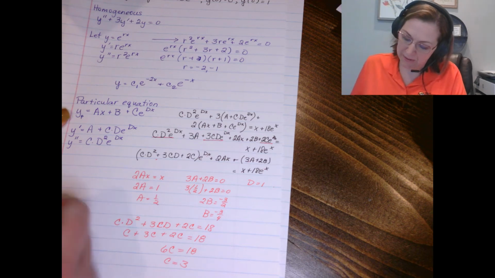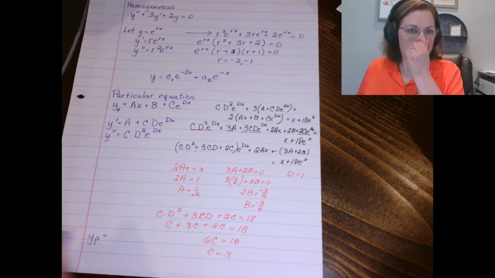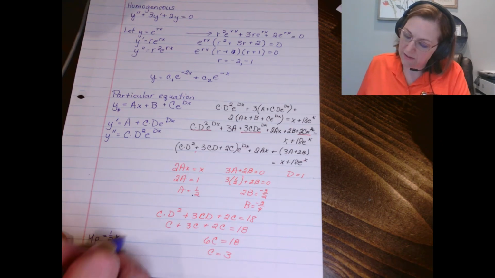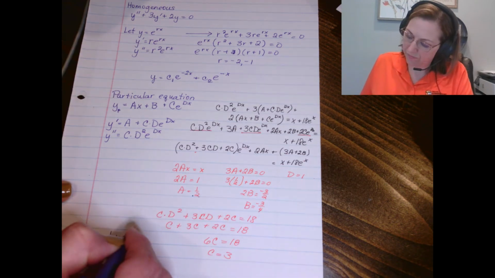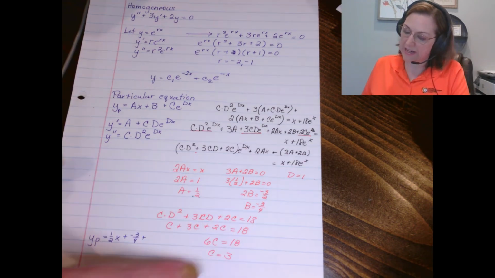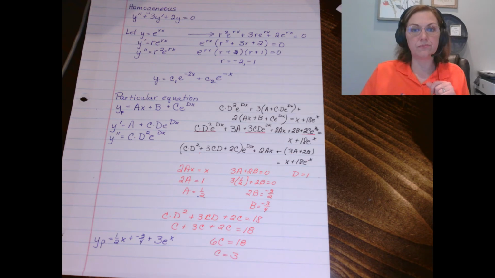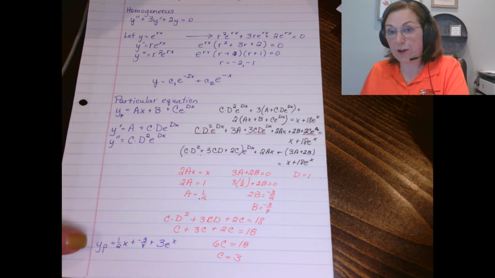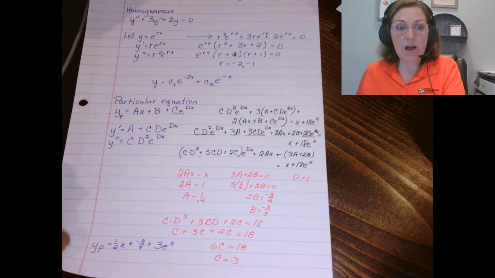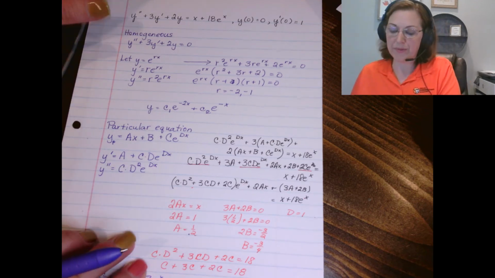So here's what that means. I just found that my particular solution is actually 1/2 x. Oops, and you can't see that. Let me scoot over a little bit. Is actually 1/2 x plus b, which is negative 3/4, plus c is 3 e to the 1x. Okay, so far so good. We found our general solution to the homogeneous. We found our particular solution. And now we're ready to put them together, because remember, the solution to this is going to be the sum of the 2 of those.